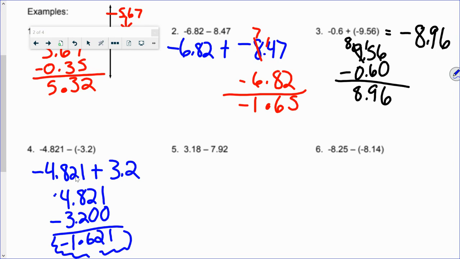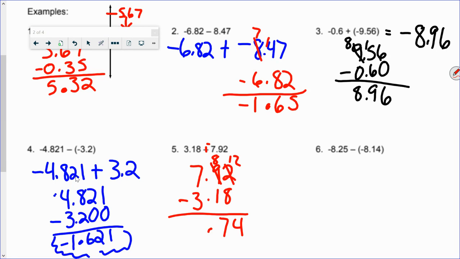Okay, let's go to number 5. Once again, it's a subtraction problem. So we want to add our opposite. All right. So which one's larger value? On top, the 7 and 92 hundredths minus the 3 and 18 hundredths. Make sure if you need to, you regroup so that you can actually take your subtraction. Minus 27. Got my decimals lined up, and then 7 minus 3, 4.